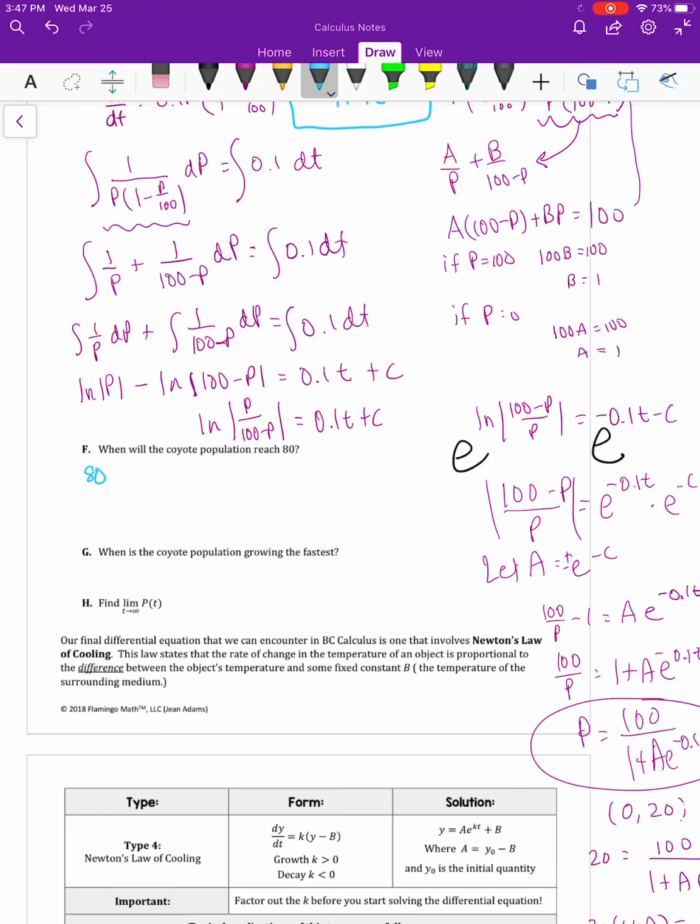Okay, so when will the coyote population reach 80? At that point, you would set 80 equal to 100 over 1 plus 4e to the negative 0.1t. And multiply by that on both sides. Divide by 80. I'm showing you how to do this algebraically. You might have to do that on the AP exam. 5/4, and subtract 1 from both sides. And then divide by 4, which is multiplication by 1/4.